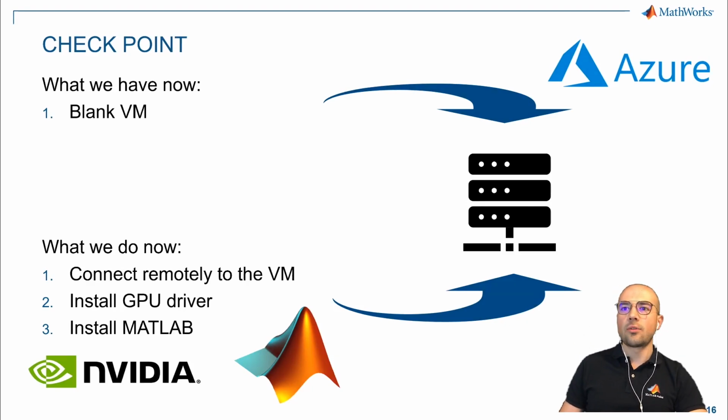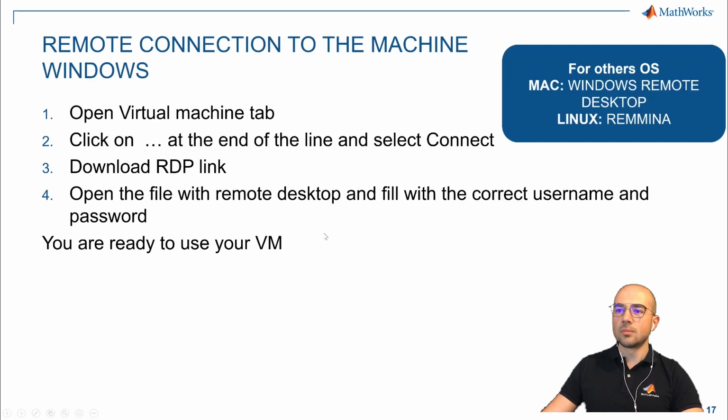And now let's start from the checkpoint. First of all, as just shown by my colleague, we have built our blank VM. Now what we have to do is connect remotely and install the GPU driver. That is very important because now the machine is completely blank without any software. Then we install our core software, which is MATLAB. Okay, how to do this? First of all, we have to connect remotely to the virtual machine.